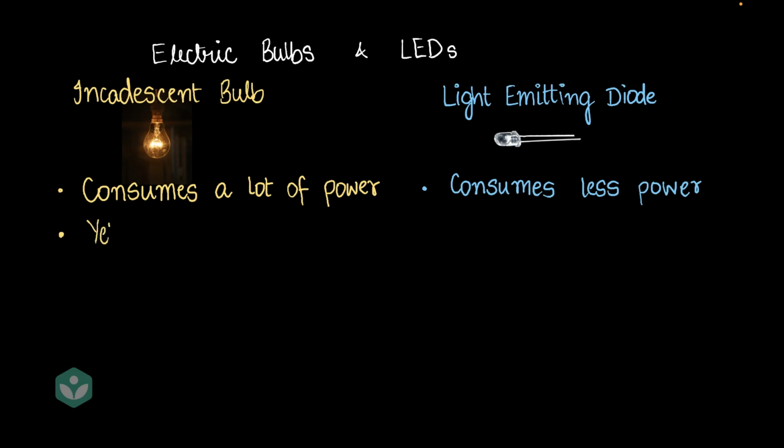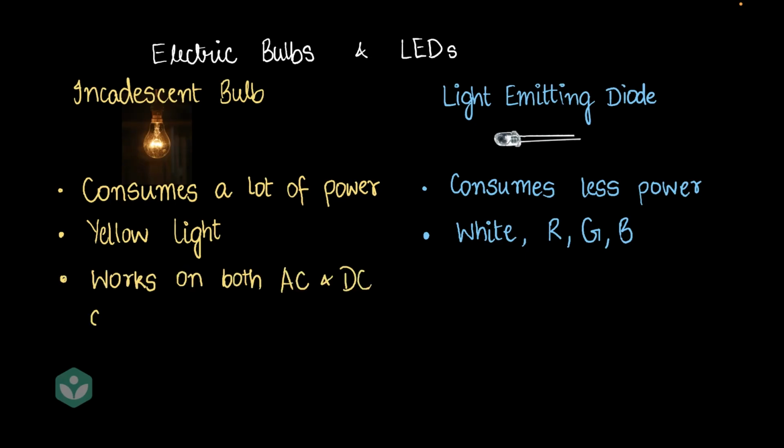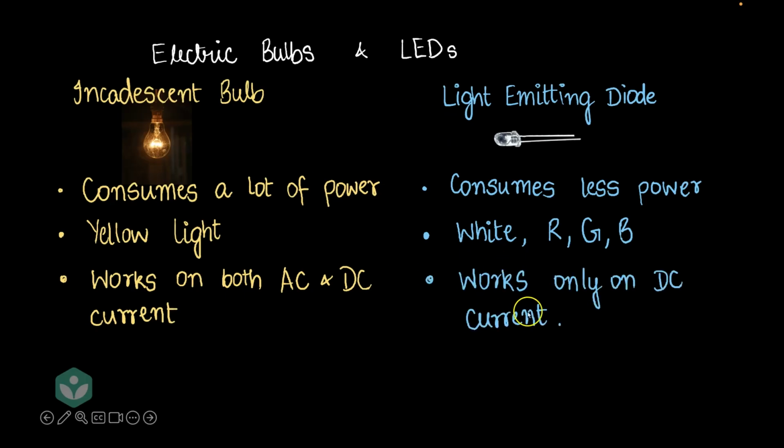Incandescent bulbs produce yellow light, whereas LEDs can produce any color light. We have white LEDs, we have red, green, blue LEDs, you can produce any shade or any color that you want through an LED. Incandescent bulbs work both on AC current and on DC current, whereas LEDs work only on DC current. So that's a limitation of sorts for the LED. You cannot plug an LED into your mains and expect it to work. That would just blow the LED up.